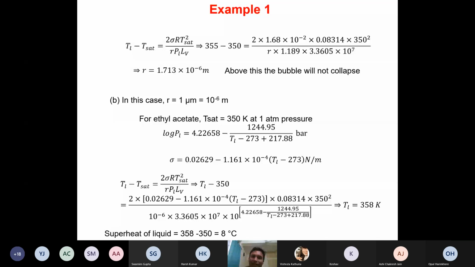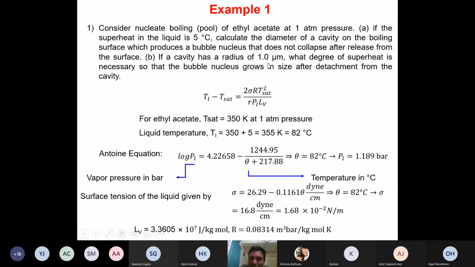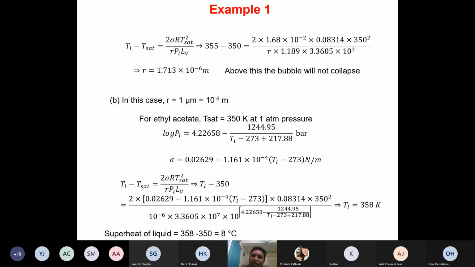Okay. Now again, the degree of superheat required we have to calculate. That means we don't know the value of TL, isn't it? Saturation temperature we already know, that is 350 Kelvin, but we don't know the value of TL. And if we don't know the value of TL, we don't know the value of PL, isn't it? So PL we have calculated only from this Antoine equation, isn't it? So this theta is what?